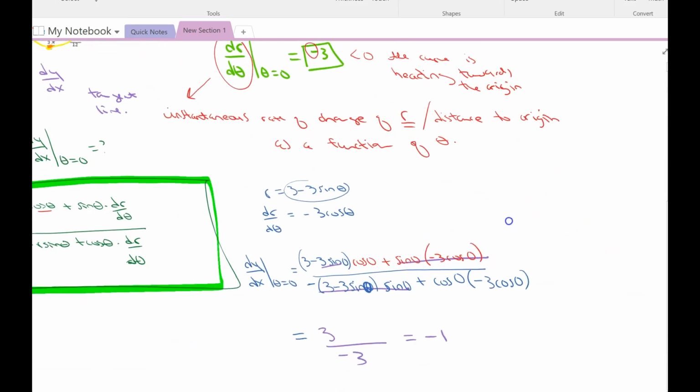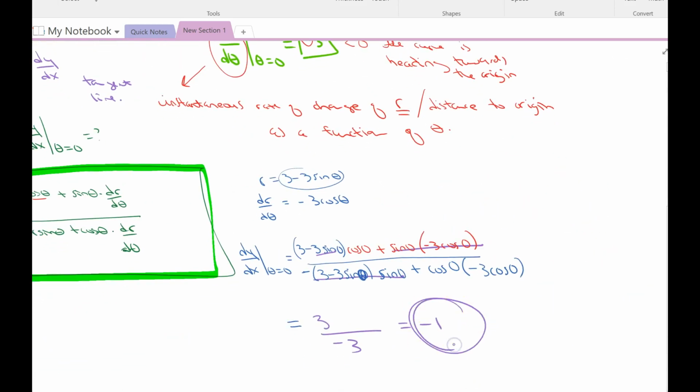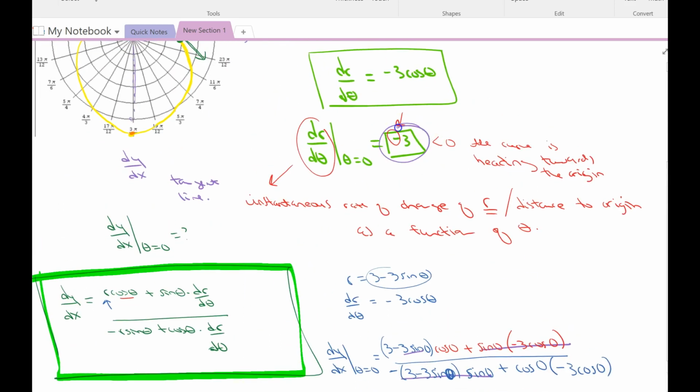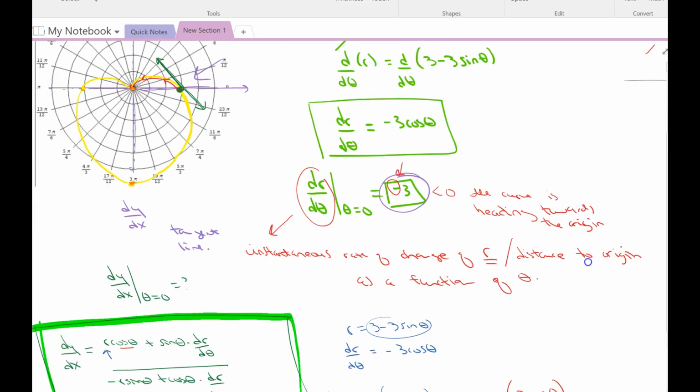Notice the difference: negative 1 is the slope of the tangent line. Negative 3 is the rate of change of that radial distance with respect to theta. Really important distinctions.